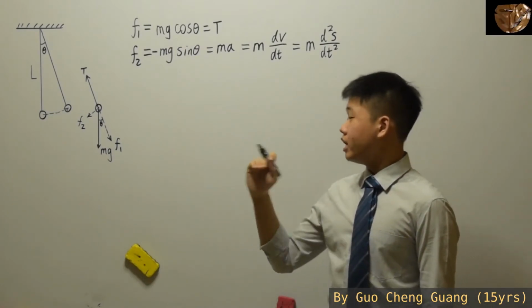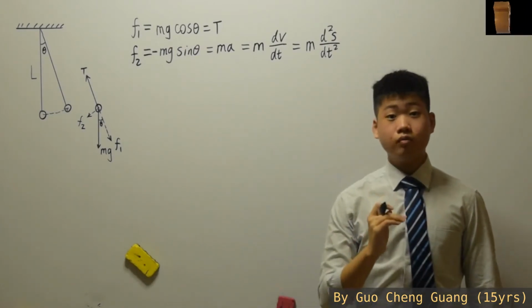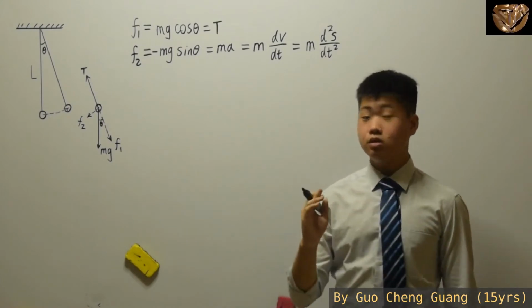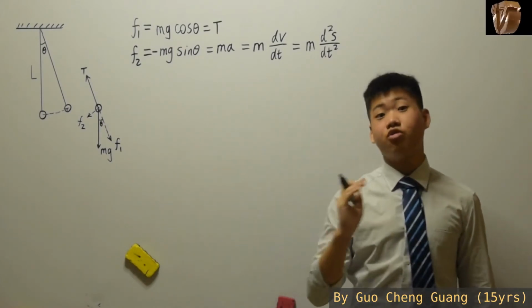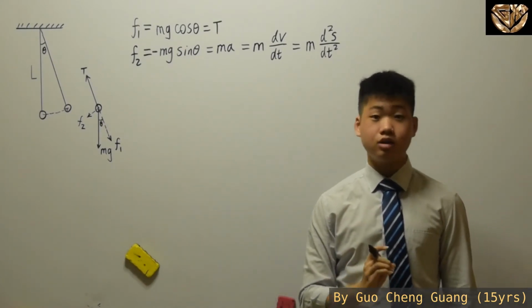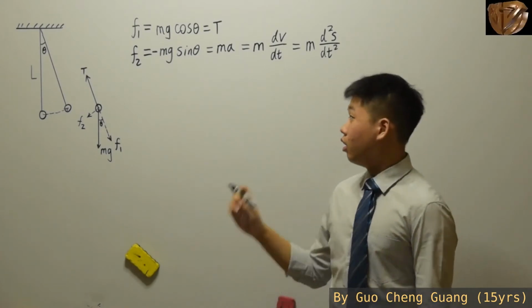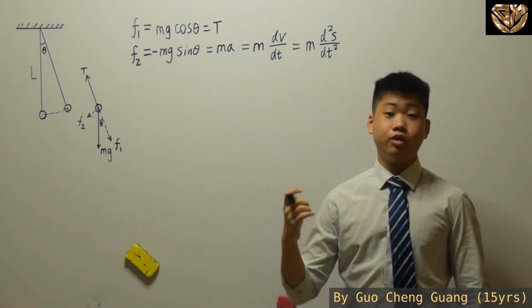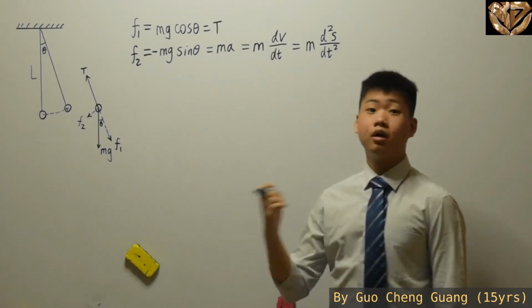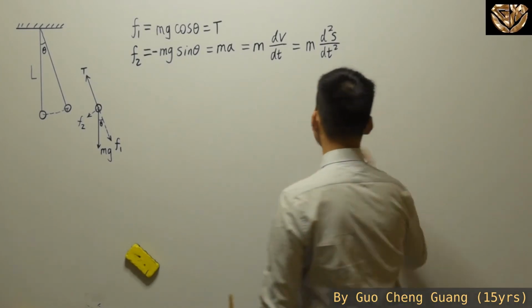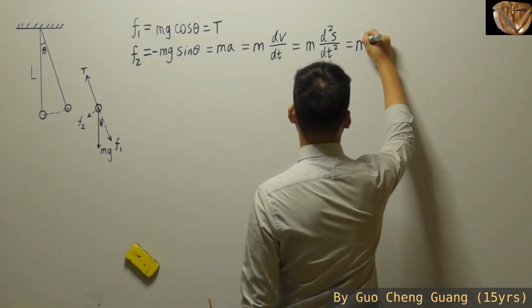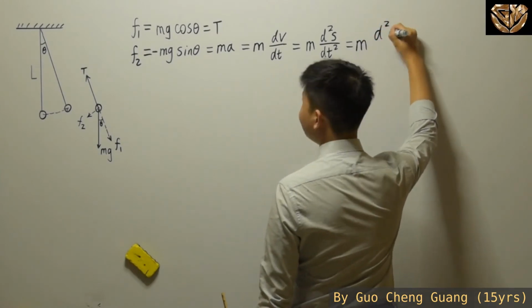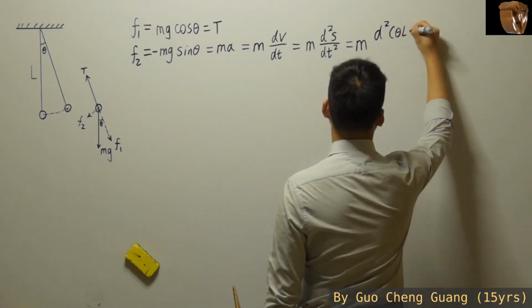So if you have learned a little bit of calculus, theta is in radians, and you're given the radius length L. Can you find its arc length? Well, yes you can. That will just be your angle multiplied by your radius. So in this case, it becomes m multiplied by the second derivative of theta times L.